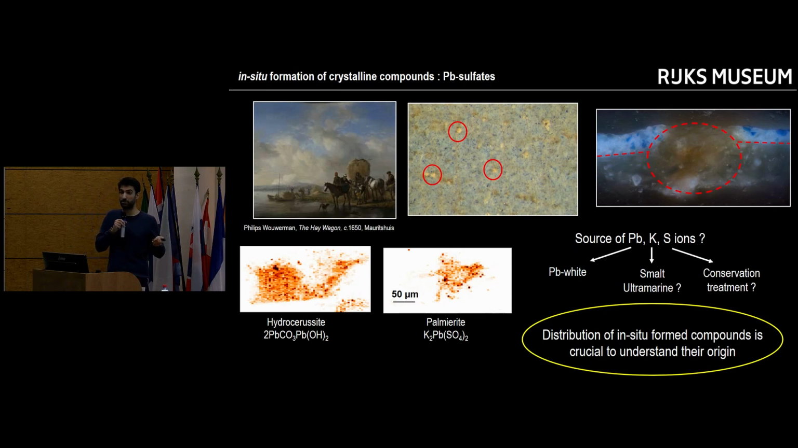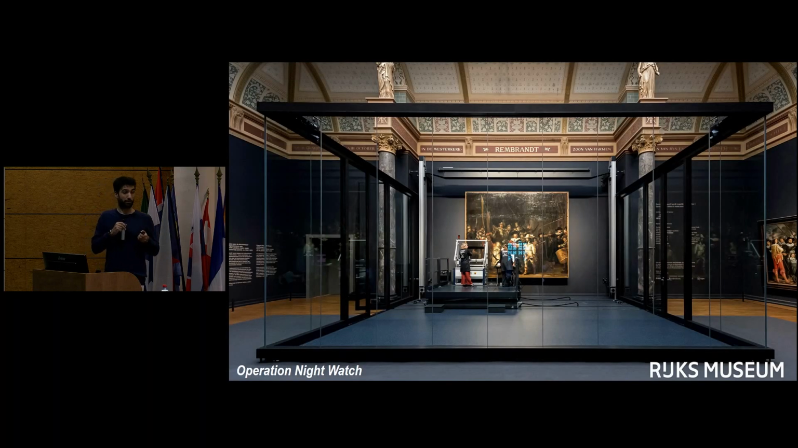And in this particular case, we think that this aspect, this way of crystallizing, can be connected to perhaps conservation treatments. So the main idea is that the distribution of those in situ formed compounds is critical to understand their origin. And actually, as Koen mentioned yesterday, we are right now involved in a very big conservation and research project on Rembrandt's Night Watch. We are doing that in front of the public. And the presence of those non-original compounds is something we are very interested in on the Night Watch. And I'm sure that when the ESRF EBS will start again, we will have plenty of interesting samples to bring at some point.